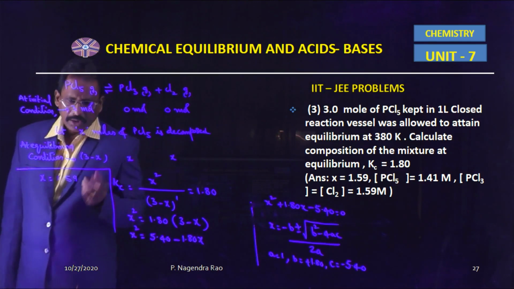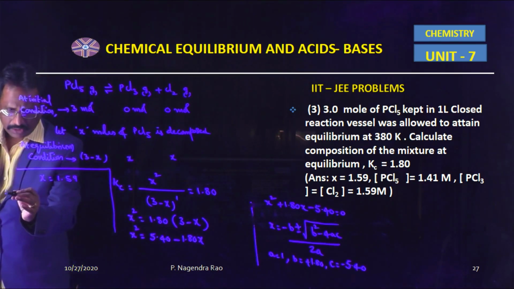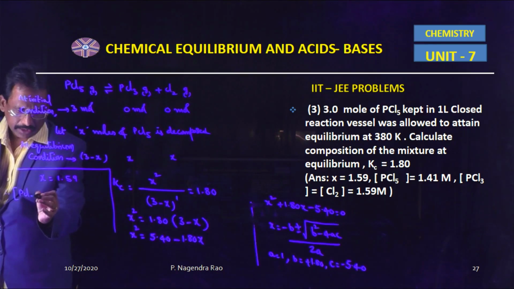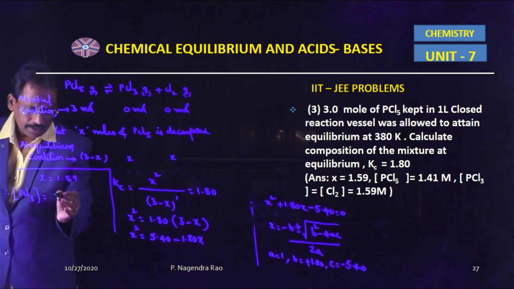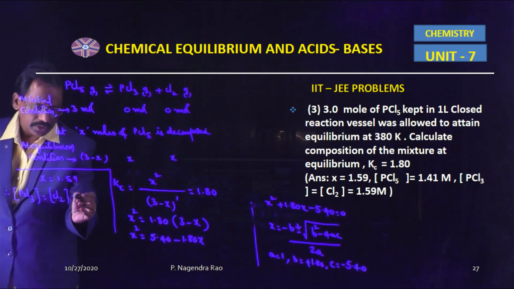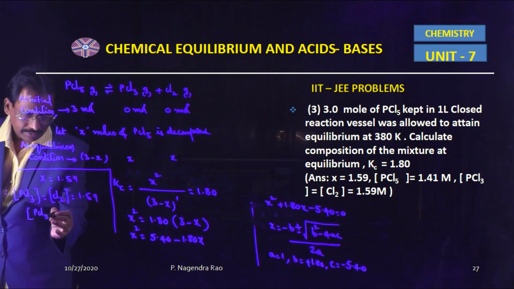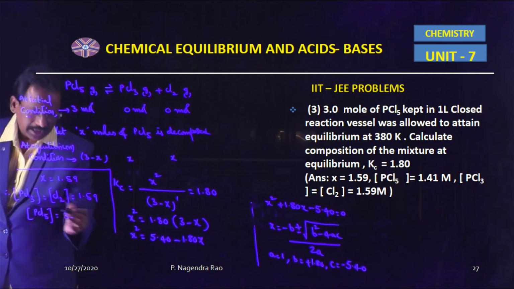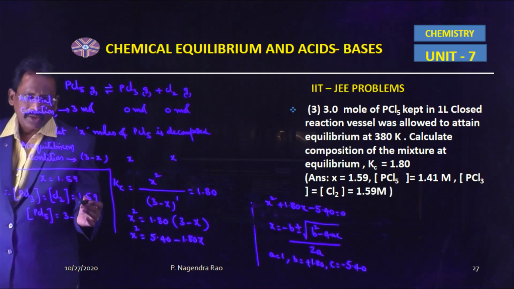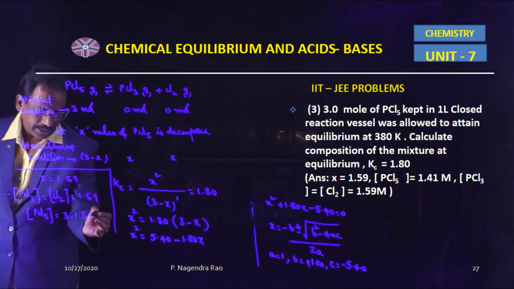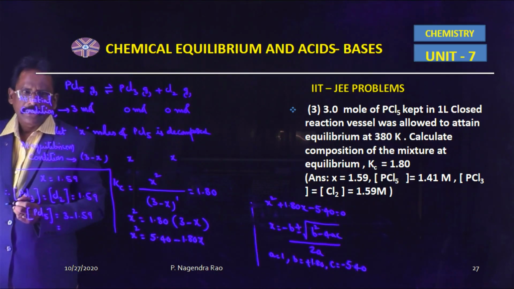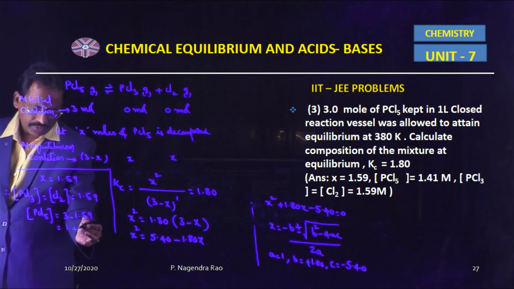Therefore, the active mass of PCl3 is equal to the active mass of Cl2, which is equal to 1.59, and the active mass of PCl5 is equal to 3 minus x, that means 3 minus 1.59, that is equal to 1.41.